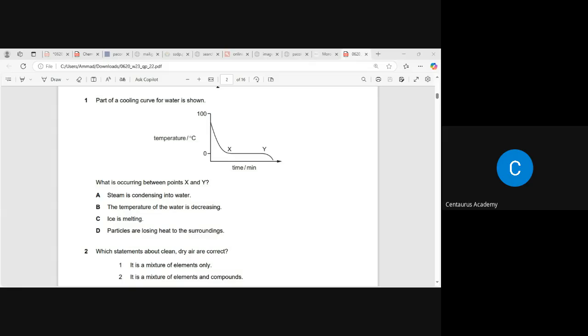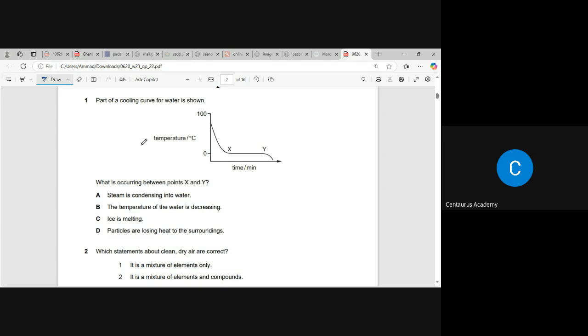All right, so we're looking into year 2023 winter paper 2. The first question here is part of a cooling curve for water is shown to you. What is occurring between points X and Y? Mention your answers in the chat box. This is a cooling curve.